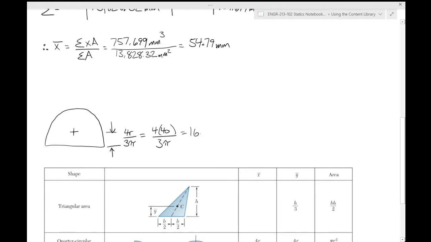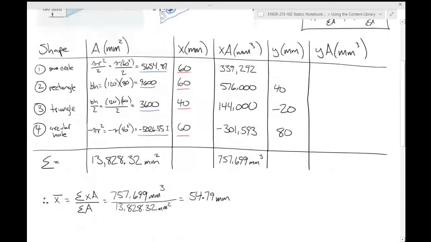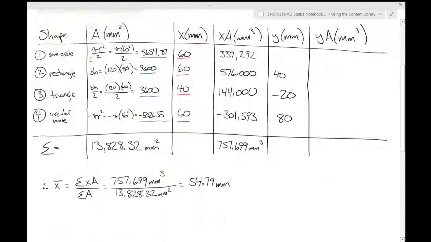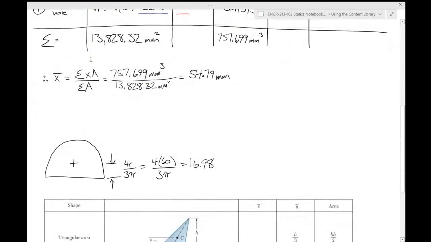Is 16.98. Now, wait, oh, you're right. R is 60. I'm sorry. Let me scroll up. We're talking about the entire semicircle here, so R is 60. You're exactly right, David. My apologies. All right, let me repeat this. 4 times 60 over 3 pi. So 25.46.